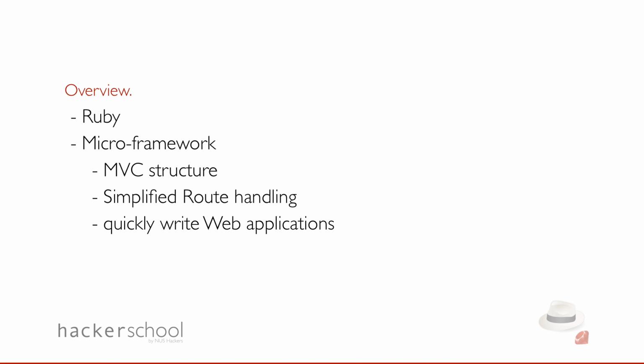So the first thing about Sinatra, right, is that it's Ruby, and it's a micro framework. And what that really means is that earlier on, when I was explaining to you the MVC structure of the back end, and the route handling and stuff like that, using Sinatra, you get all of this for free. And really, in a while, you'll see you have so much power for free, right? You just get it without doing anything. And the consequence of this is that it allows us to write web applications really fast.